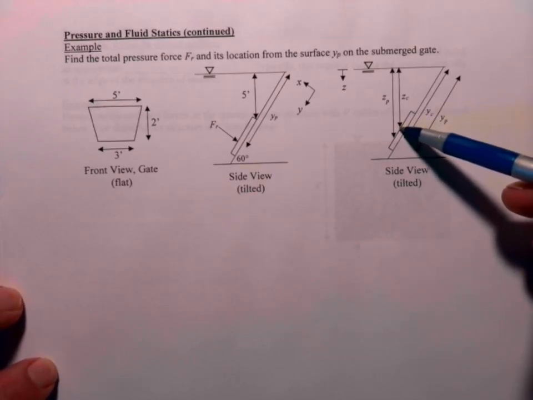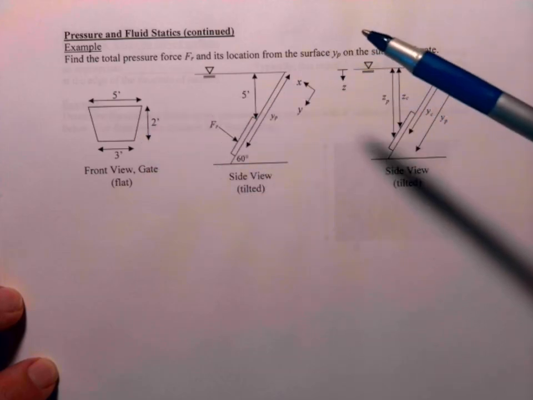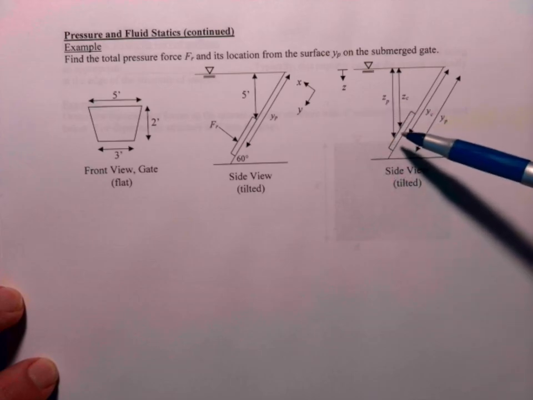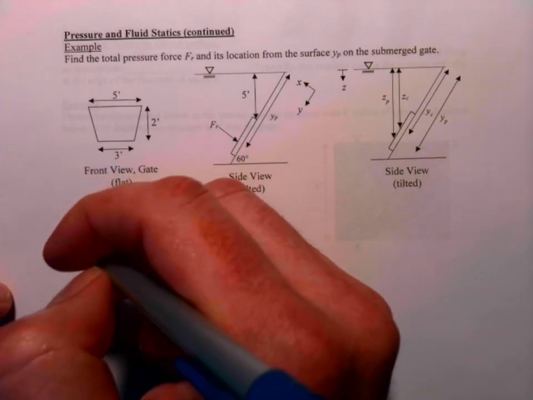Anyway, the centroid's right here in the middle if it's a rectangle or a shape that's symmetric. Now, because it's a trapezoid, it won't be right in the middle. We have to figure that out. And then the center of pressure is a little bit below that centroid.